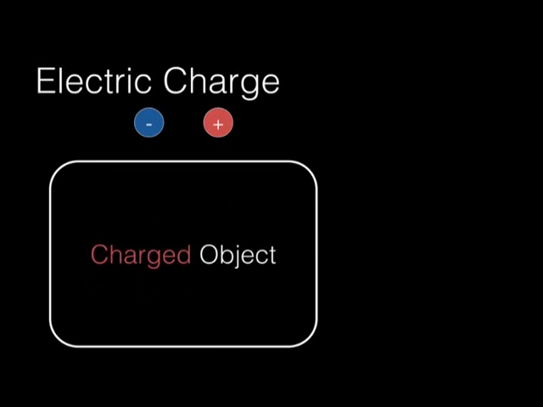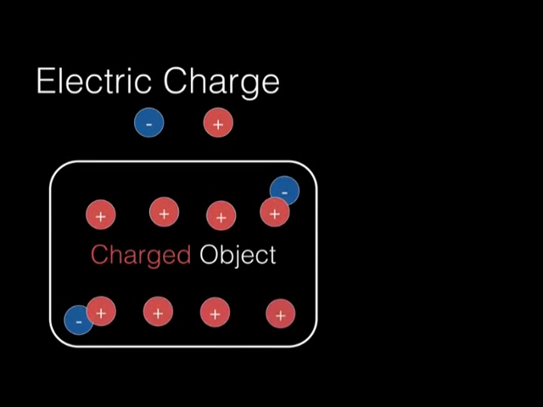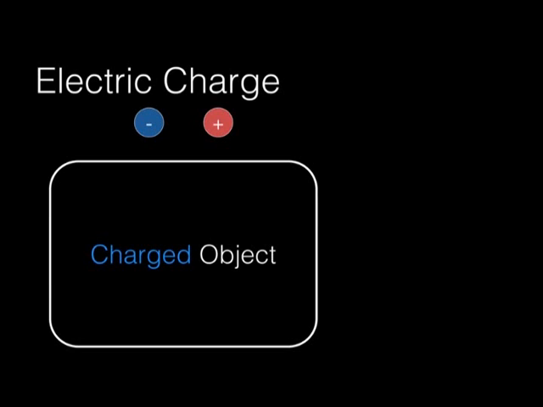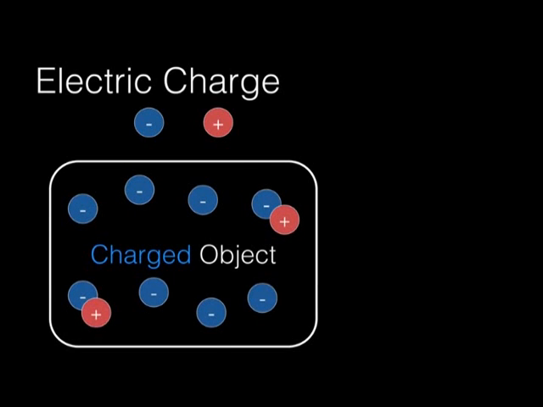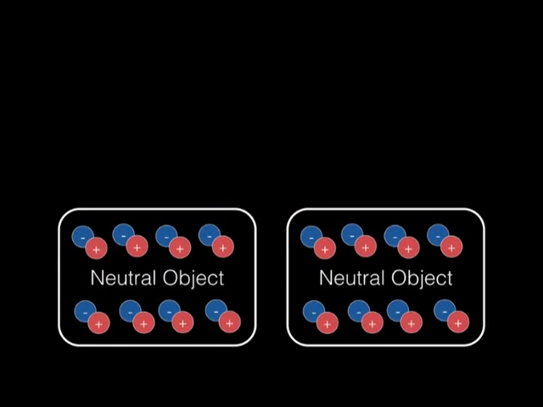Now let's say we take a charged object. We're gonna have more of the positive charges if it's positively charged. And if it's a negatively charged object, we're gonna have more of the negative charges. Now let's say we take two neutral objects, two balloons that we haven't charged, and we move them next to each other. What's gonna happen if we let them go? Nothing will happen. There will be no attraction between them because charges are equally distributed.